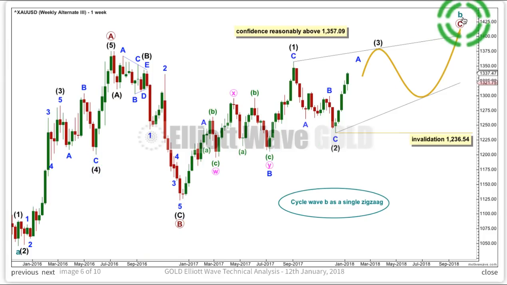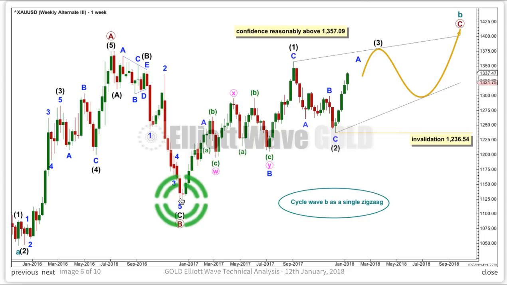If we're seeing cycle B as a single zigzag, we have to see the subdivisions 5, 3, 5. From this low to this high, we cannot see this upward movement as an impulse, but we can see it as a zigzag, which means that primary wave C could be an ending diagonal. Within an Elliott wave ending diagonal, all the subwaves must subdivide as zigzags.